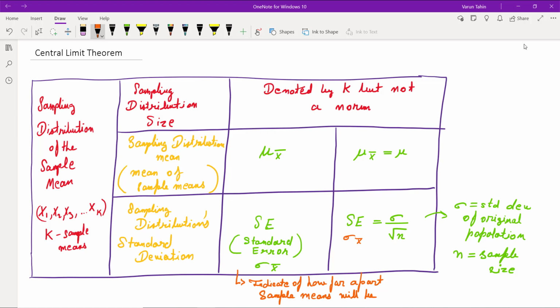Now if SE is higher, then values will be farther apart, hence a broader curve we will observe, and if SE is low, we will observe a narrower curve. So the narrower it is, the sampling mean will be closer to the population mean and the approximation will be more accurate for us.